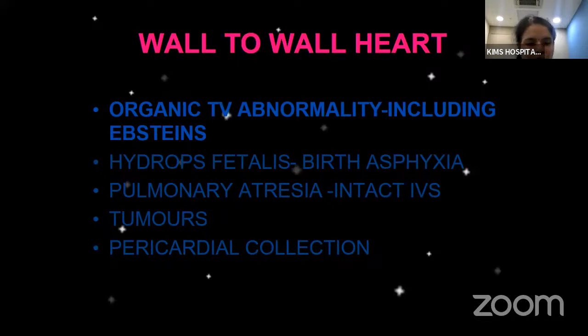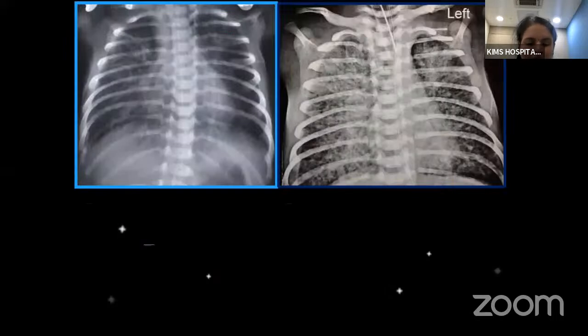These include organic tricuspid valve abnormalities, including Ebstein's anomaly, hydrops fetalis, birth asphyxia, pulmonary atresia with intact interventricular septum, cardiac tumors, and pericardial collection, like a large pericardial tamponade or pericardial effusion. All of these can cause wall-to-wall heart.